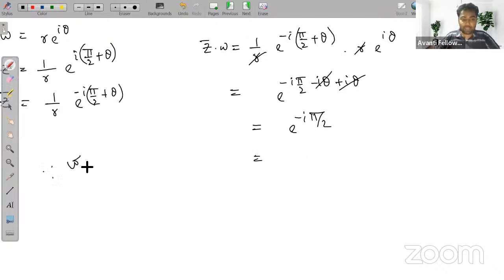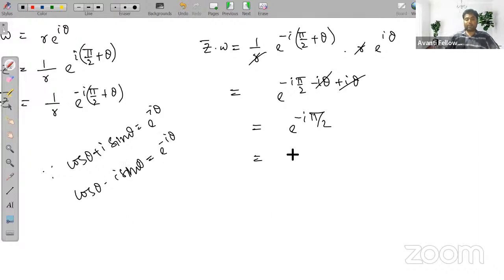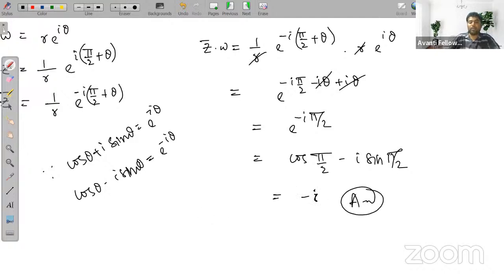By using Euler's identity, cos theta plus i sin theta is equal to e to the power i theta, and cos theta minus i sin theta is equal to e to the power minus i theta. Is it or not? Similarly, here we can write cos of pi by 2 minus i into sin of pi by 2. So cos of pi by 2 is 0 and sin of pi by 2 is 1. So finally the answer I am getting is minus i. So z bar into omega is equal to minus i.